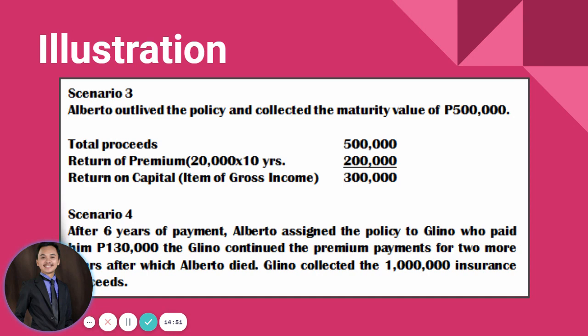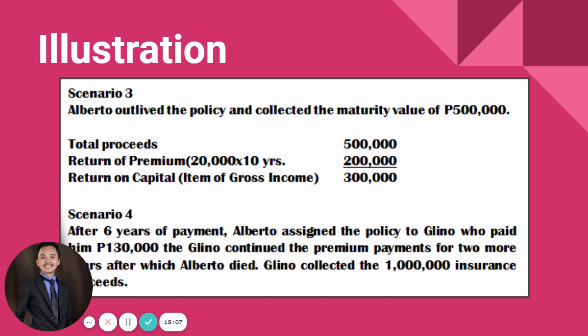So that 170,000 will be deducted from the total proceeds of 1 million. So therefore, 1 million minus 170,000, it will be 830,000 total taxable return on capital from the point of view of Glino.